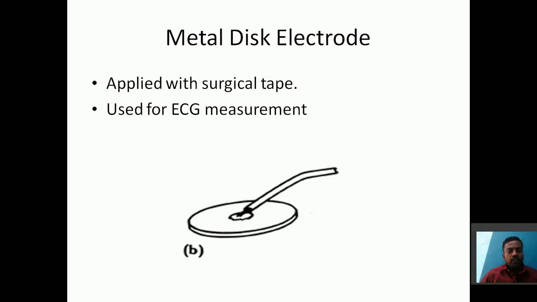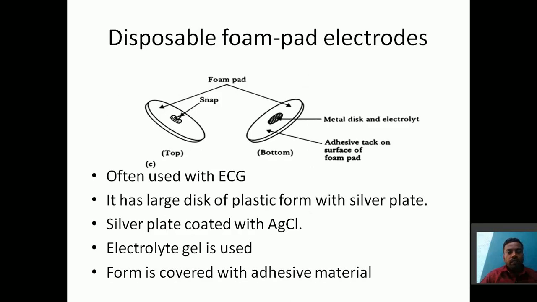Okay, right. To hold this metal disc electrode we use surgical tape. First of all they clean the surface, then they apply electrolyte gel, after that fix the metal disc electrode, then by using surgical tape they hold the electrode. After that this electrode is connected with the amplifier through the cables or probe. Okay, right. This is a metal disc electrode. It is completely metal. And the next one is the disposable foam pad electrode.